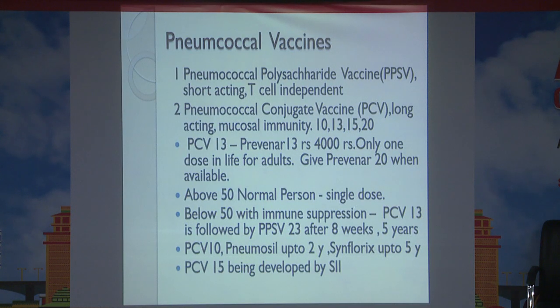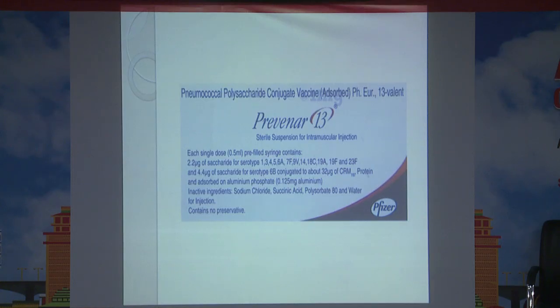In normal persons, all of us, if we are above 40 and don't have any comorbidity, we should get 1 dose of this vaccine. And if a person is below 50 but with certain conditions where immunity is compromised, like nephrotic syndrome, chronic kidney disease, chronic steroid use, or cancer, PCV13 is given as 1 dose, followed by 2 doses of PPSV23 after 8 weeks and 5 years. PCV10 is used in children only, up to 2 years of age: Synflorix and Pneumosil. PCV15 is being developed by the Serum Institute of India. This is the picture of injection Prevnar 13.